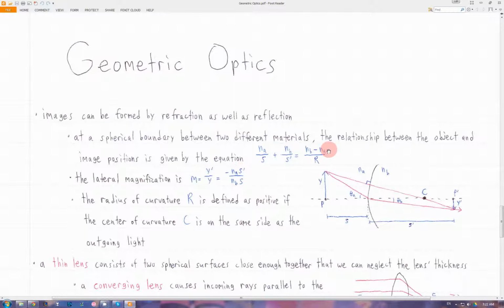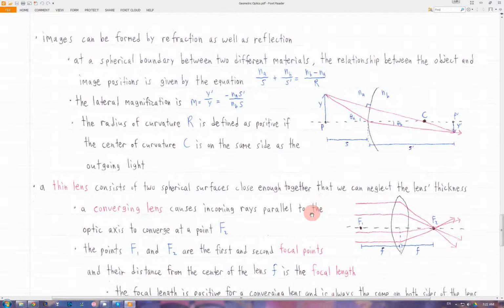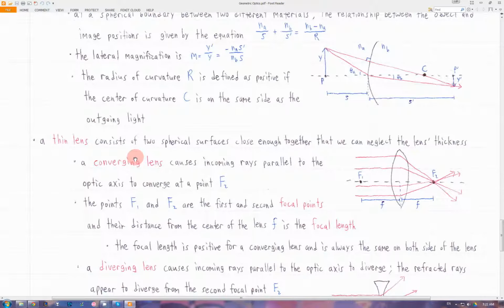The important part is that we see how an image can be formed by refraction through a boundary, because we're going to use these principles of refraction to look at lenses. And so a thin lens consists of two spherical surfaces, and they are close enough together so that we can neglect the distance between them. In other words, we can ignore the lens's thickness.